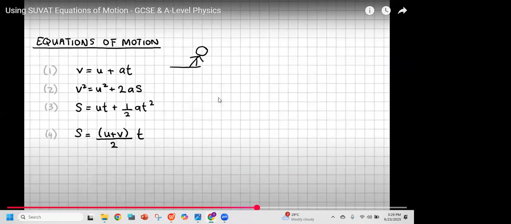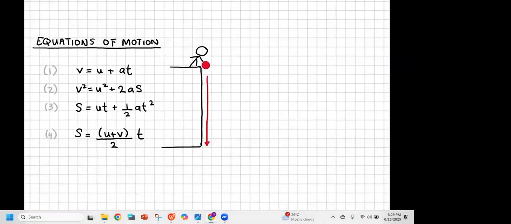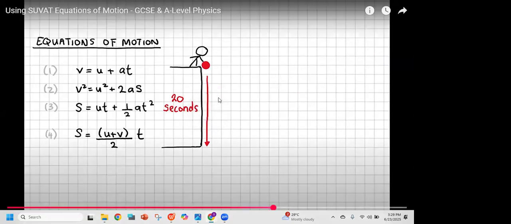I drop a ball from the top of a cliff, and after 20 seconds, it hits the bottom. We want to find the height of the cliff. So essentially, we want to find the displacement of the ball. Okay, so based on this information, what have they given us? They have given us time. What else did they give us? Have they given us s? Have they given us u? The ball is dropped.